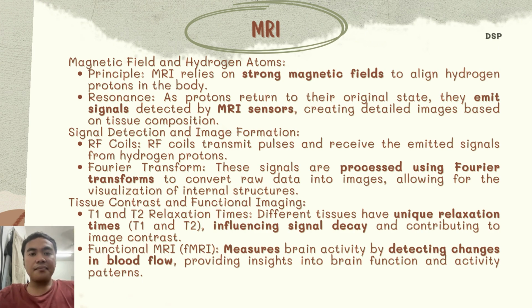Functional MRI: fMRI measures brain activity by detecting changes in the flow of blood. Active brain areas receive more blood, which alters the magnetic properties of the tissue. fMRI captures these changes, providing insight into brain function and activity patterns.